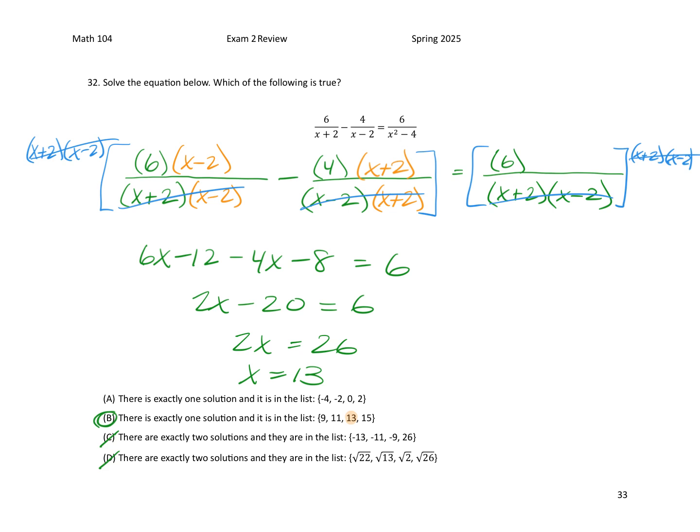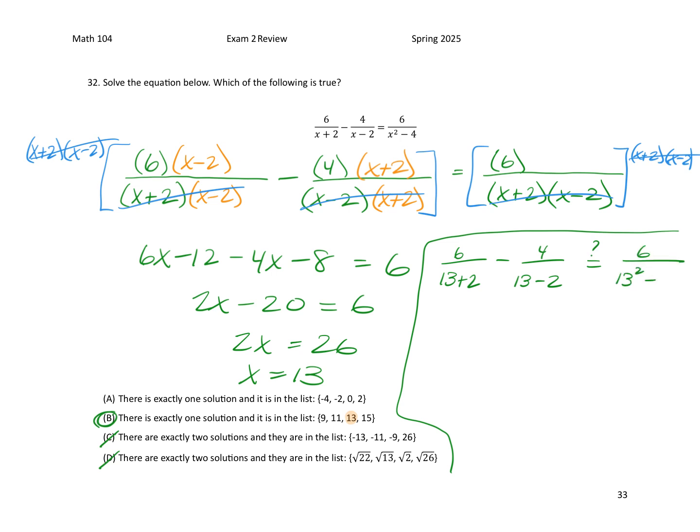Again, you should double check your answer to make sure it's correct. So let's do that over here. So I'm going to have 6 over 13 plus 2 minus 4 over 13 minus 2. Does that equal 6 over 13 squared minus 4? So this is 6 over 15 minus 4 over 11. Does that equal 6 over 169 minus 4, which is 165?